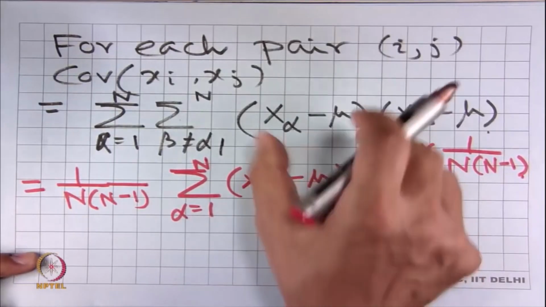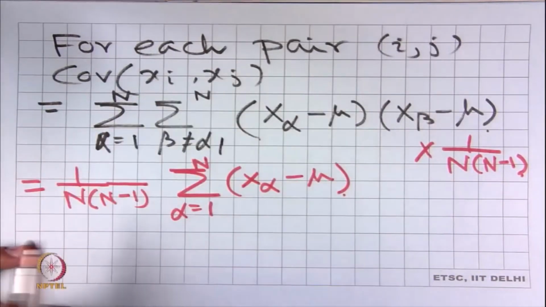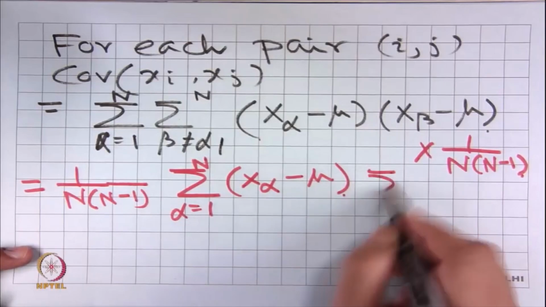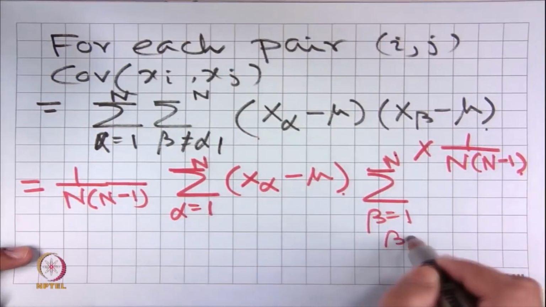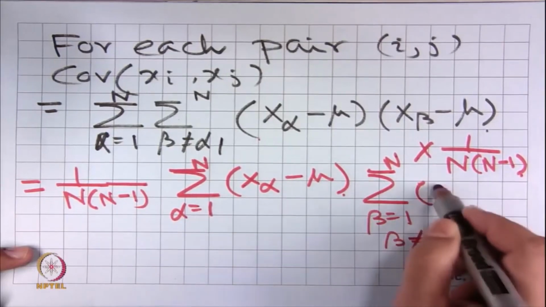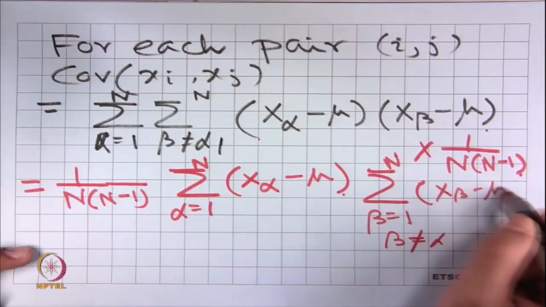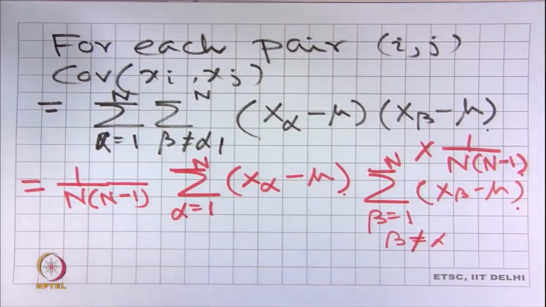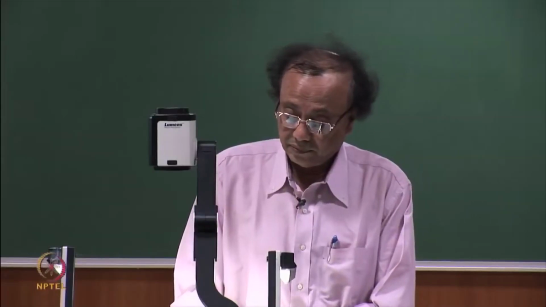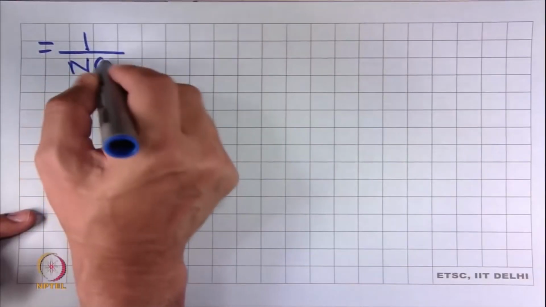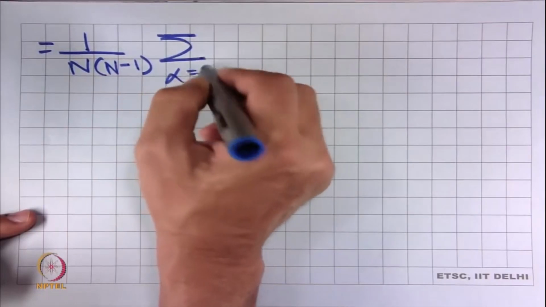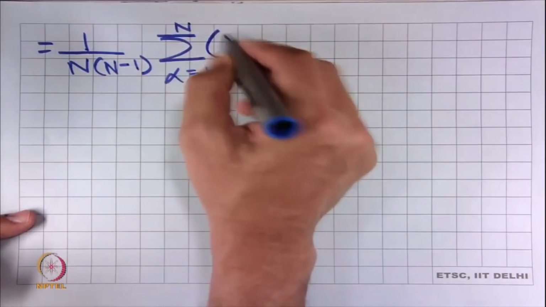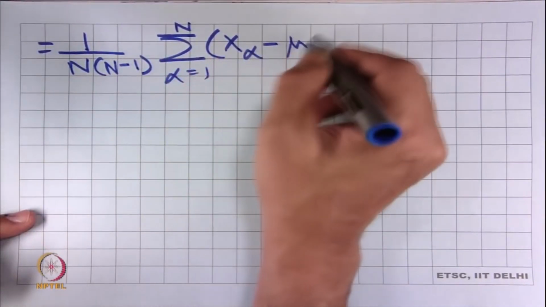Let me take x alpha out of the summation and write it as the sum over beta equal to 1 to n, beta not equal to alpha, of x beta minus mu. Now, I will do some jugglery on that one. Sigma alpha equal to 1 to n, x alpha minus mu.